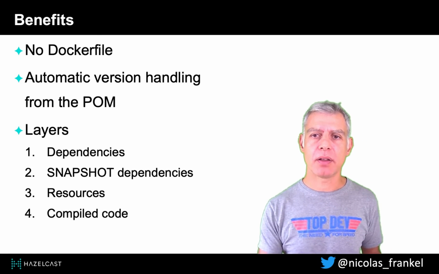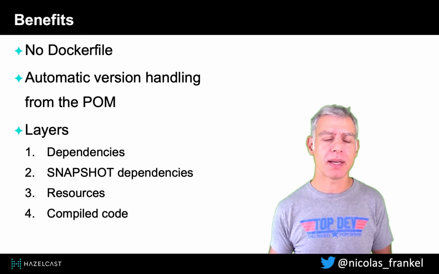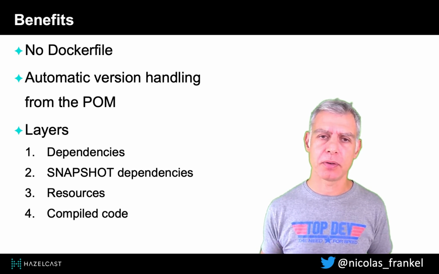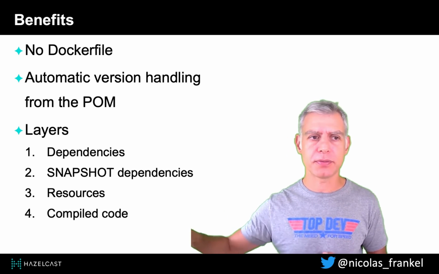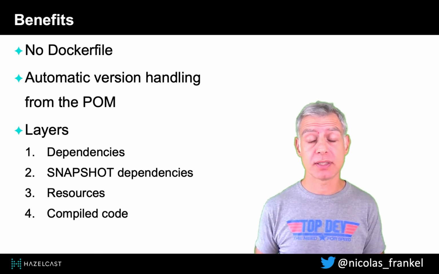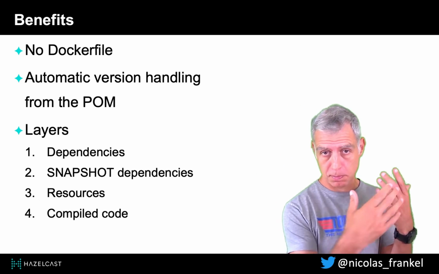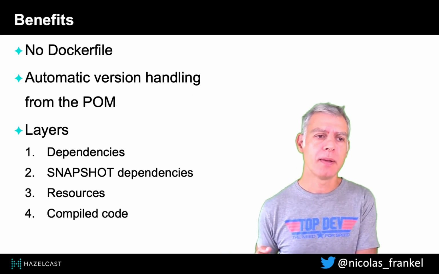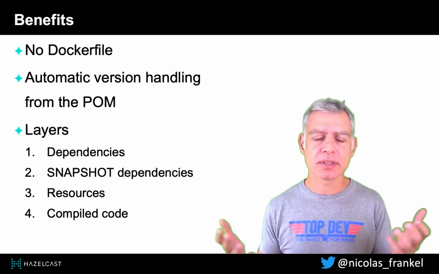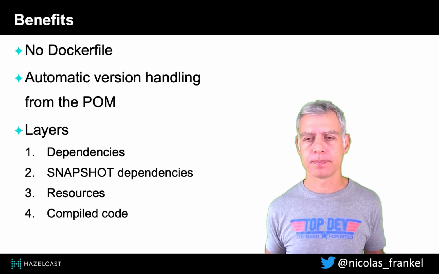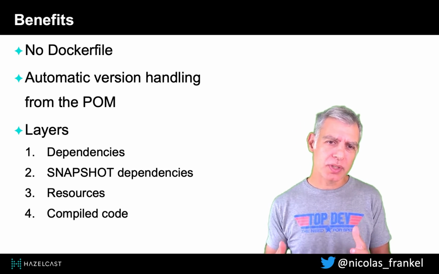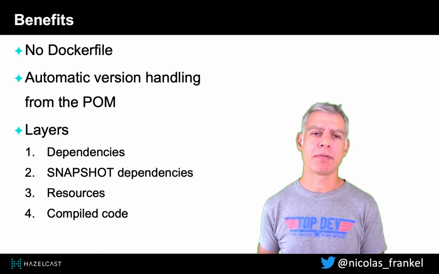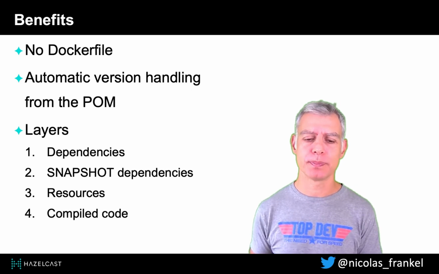Of course there are other benefits as well, and actually, as I mentioned, there is no Dockerfile. So if you don't want to create your own Dockerfile and think about this stuff, it's already handled for you. You have automatic version synchronization between your POM, so your application version, and the image version. And as I mentioned, you've got layers out of the box. But we are using a Spring Boot application, so perhaps we can leverage some of the advantages of Spring Boot.